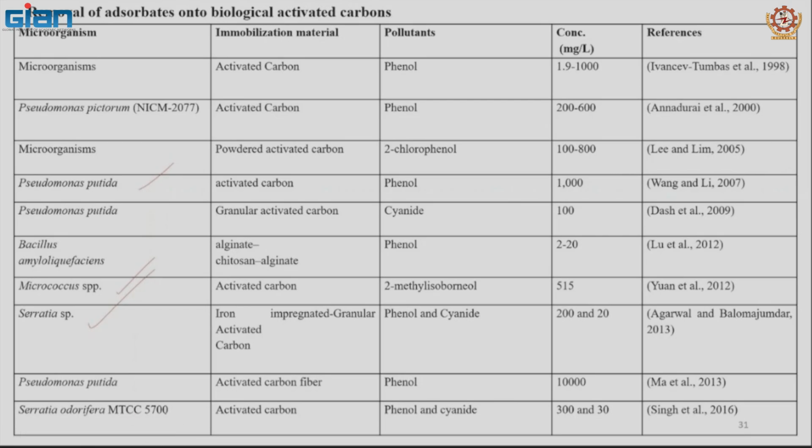MTCC. These are the different microorganisms, and the immobilized materials are activated carbon, powdered activated carbon, granular activated carbon mostly, and activated carbon fiber also used. The pollutants removed here: phenol, chlorophenol, cyanide, phenol and cyanide together, methyl isobromonyl. Okay, these are the compounds. Few references are there, where this removal of adsorbents, that means these pollutants, by the biological activated carbons are done.